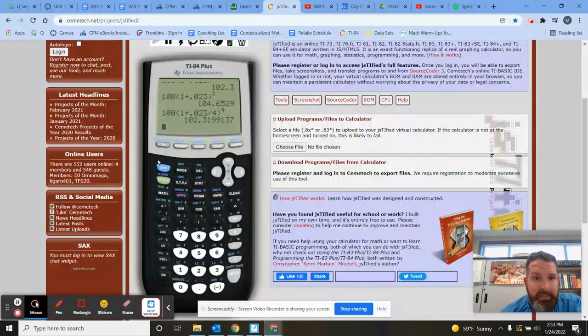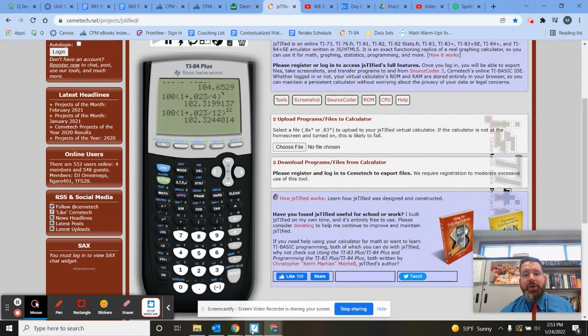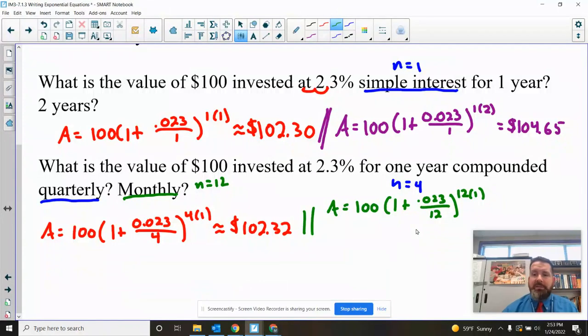I'm just going to come back here and change my 4 to a 12 and change this 4 to a 12. Let's see what we get. So $102, and if we're rounding, which we are, it's still $102.32. Okay, so in this case, going from 4 compoundings to 12 compoundings didn't actually get us any more money.